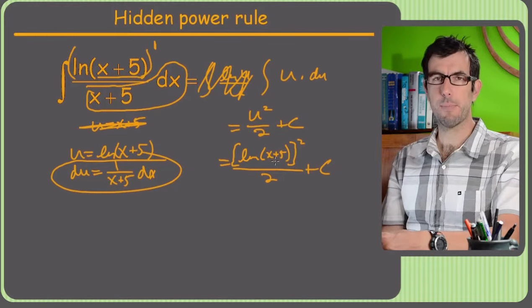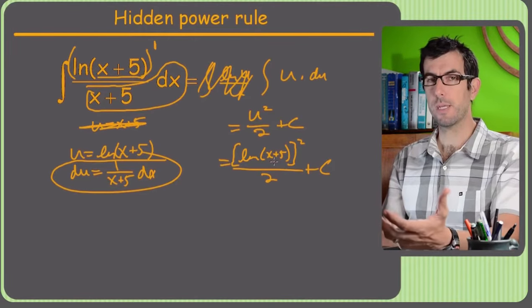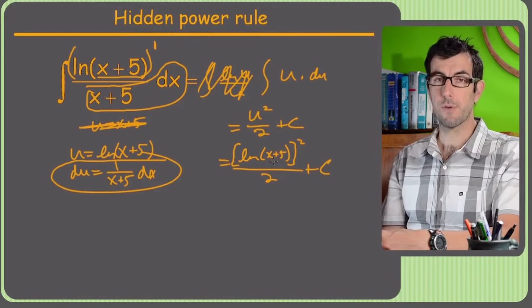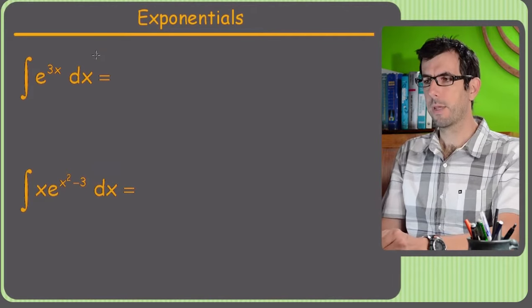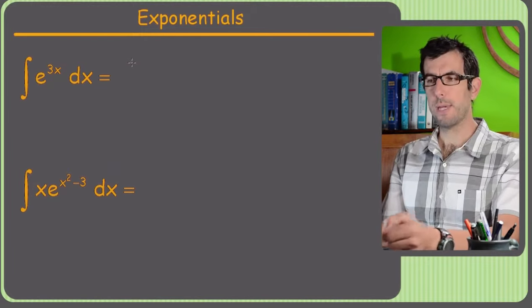And that could happen with trig functions also, where you end up treating a tangent or something to the first power and integrating it and getting the tangent squared because the du's match up. Alright, exponentials, not too bad.